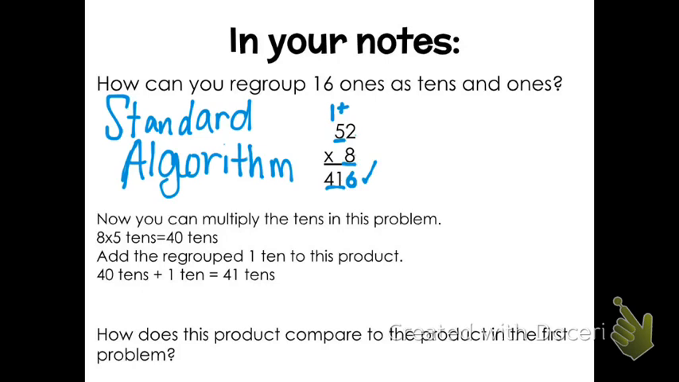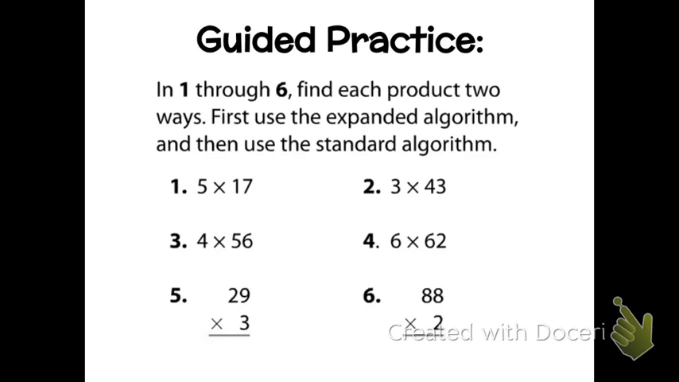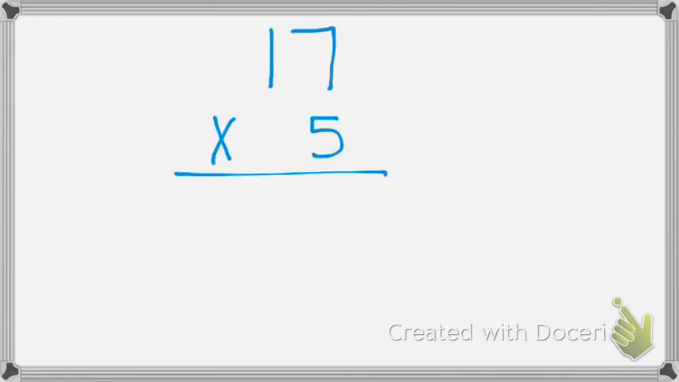When you look on your notes page, you have your answer for standard algorithm and expanded algorithm, and both of them end up being the same answer. We're going to go ahead and work through numbers 1, 2, and 3 today in your notes. So we're going to start off looking at number 1, which is 17 times 5. So in your notes, I would like for you to rewrite this problem as 17 times 5 up and down like this. We're going to do it both ways, in standard and expanded.